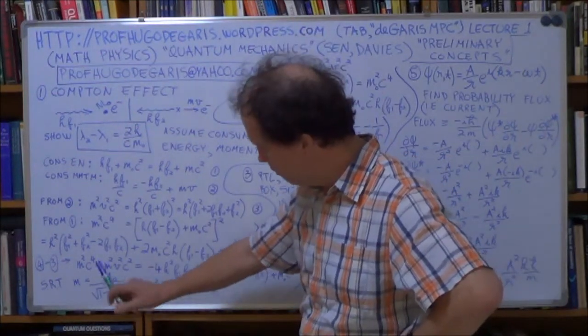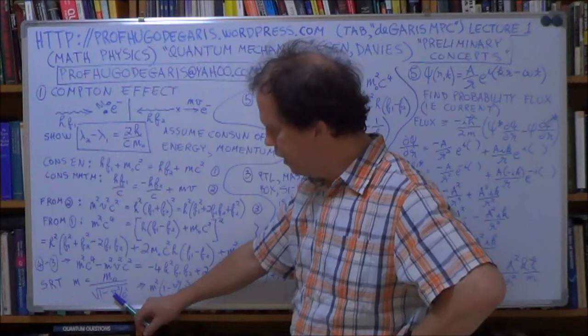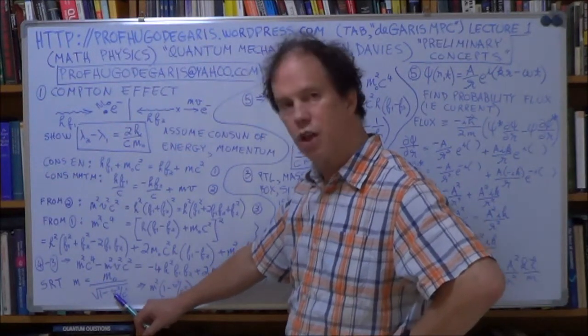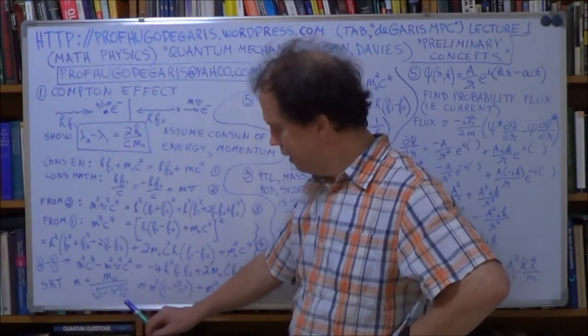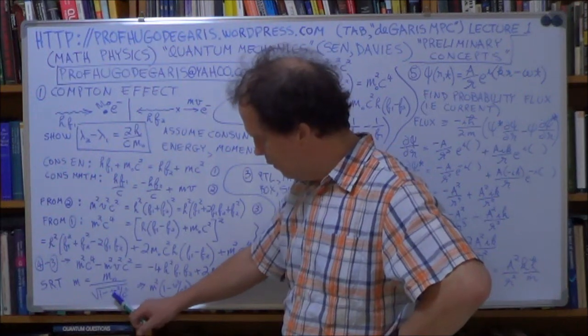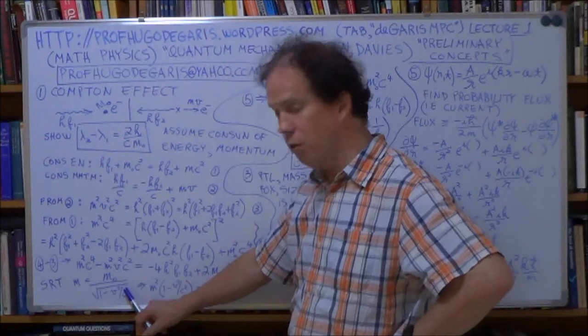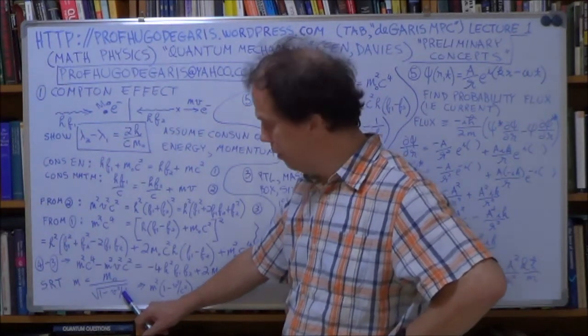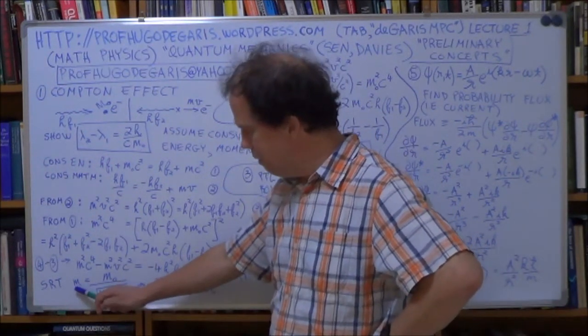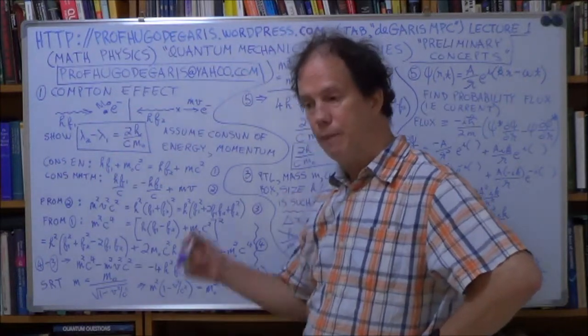Now you can just see here from the algebra, as v, the velocity of this particle, gets close to c, then v squared over c squared is almost 1. So 1 minus something almost 1 is a very small value. That means m here becomes very large.